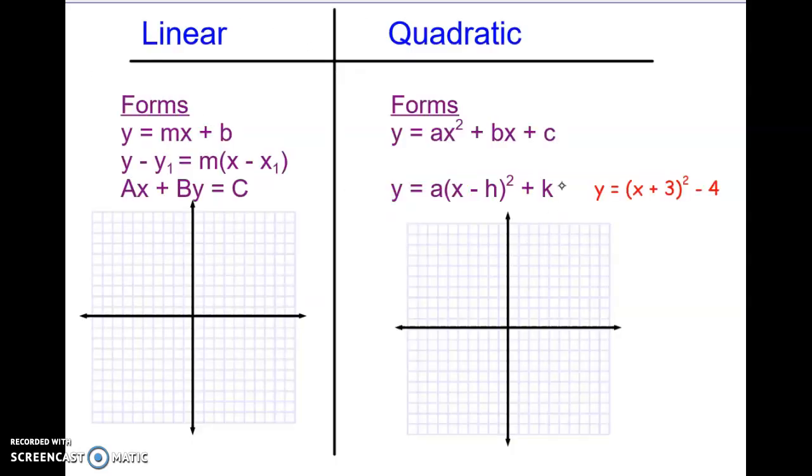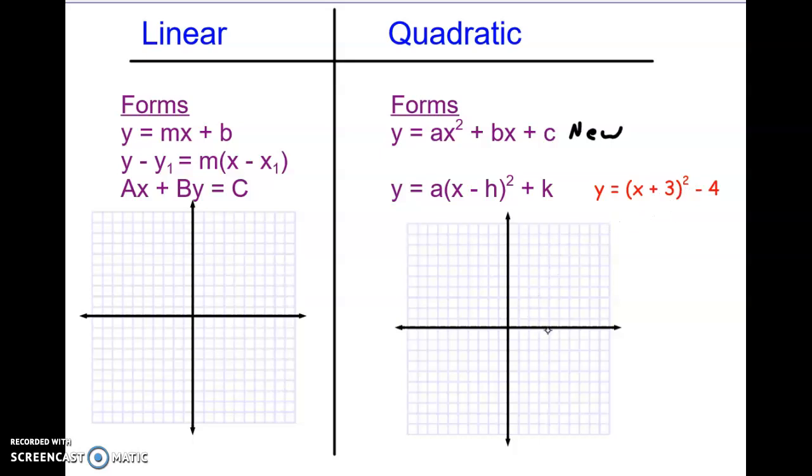Okay, so with an x squared there's two forms. The standard form is what we're going to be graphing in this video. This is the new part right here. And then you already kind of know how to do this. This is to graph when it is in what's called vertex form.